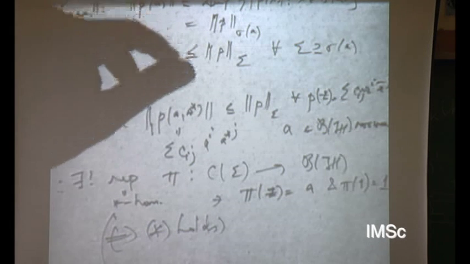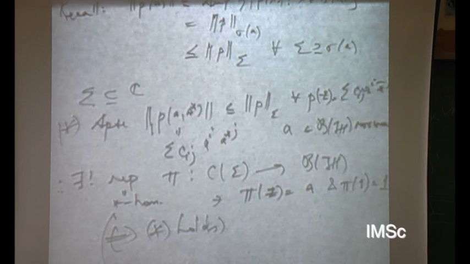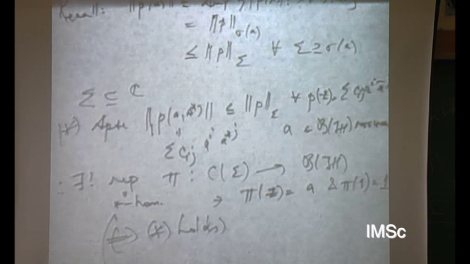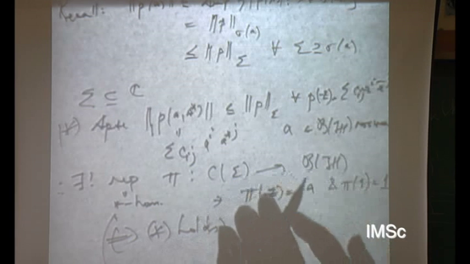Conversely, if there is a representation, there must be a normal operator A with spectrum contained in sigma. Why should the spectrum be contained in sigma? Because of the star algebra homomorphism.